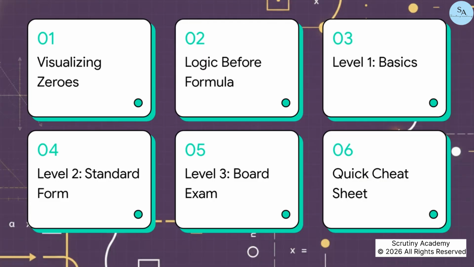Okay, here's our quick roadmap for today. 1. Visualizing zeros. 2. Logic before formula. 3. Level 1 basics. 4. Level 2 standard form. 5. Our Level 3 board exam challenge. And finally, 6. A quick cheat sheet.